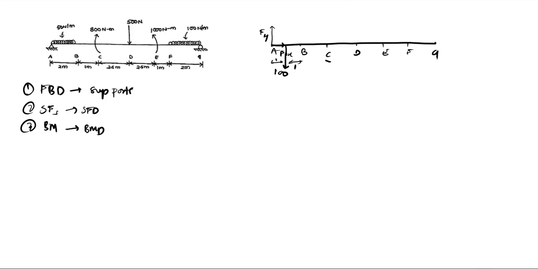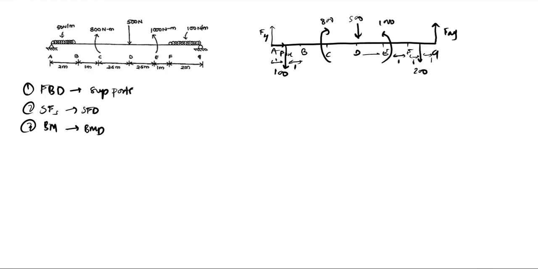We have a moment at C, 800. We have a force of 500 at D. At E, we also have a moment, 1000, let us say. At G, we have a roller support, so there will be only one reaction, which is FGY. And we also need to convert this UDL, which is 100 into 2, 200, acting at 1 meter from G and 1 meter from F. The distance between EF is given as 1.